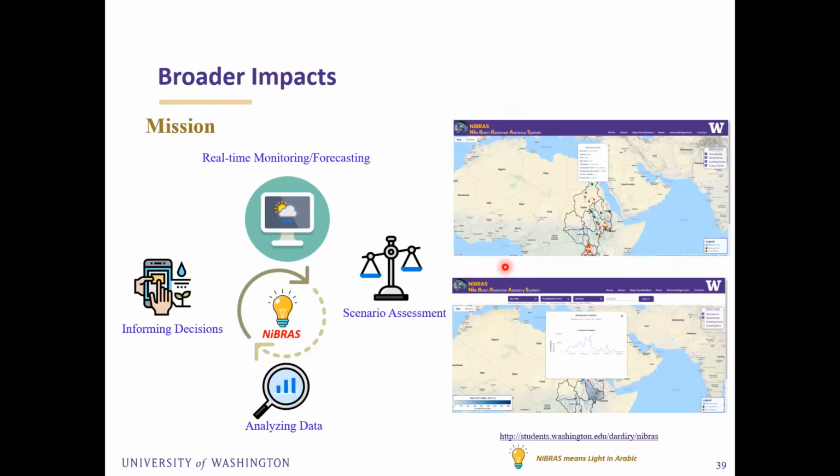It's running every day, using these models that we use and giving information about the High Aswan Dam operation in terms of the storage and the release. So I'll talk about this tomorrow in this session. I think that's everything I have.